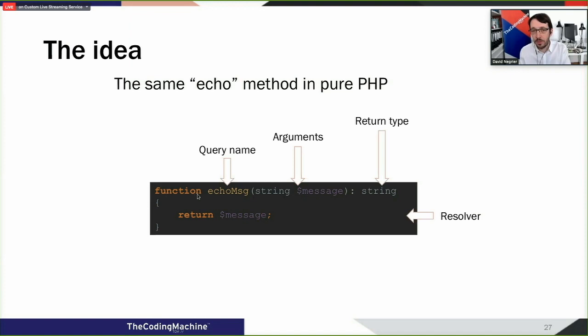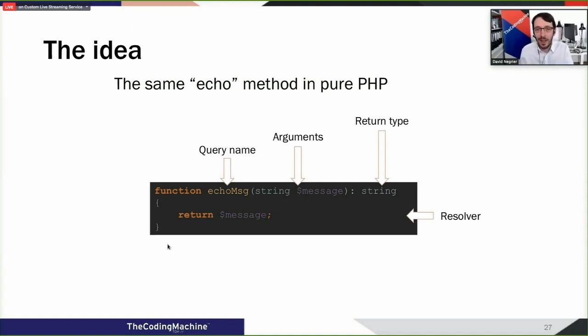Basically, the function name could map to the query name in GraphQL. The parameters here could map to GraphQL arguments, and the return type is already defined. And then the body of the function is actually my resolver.